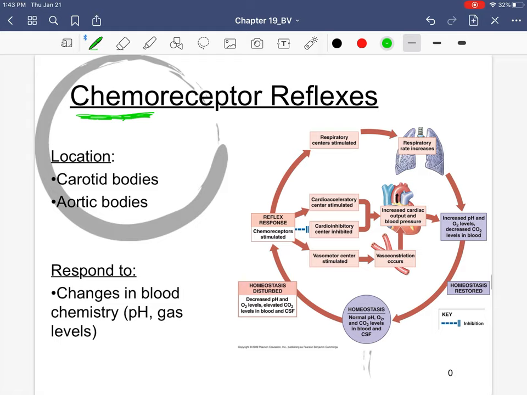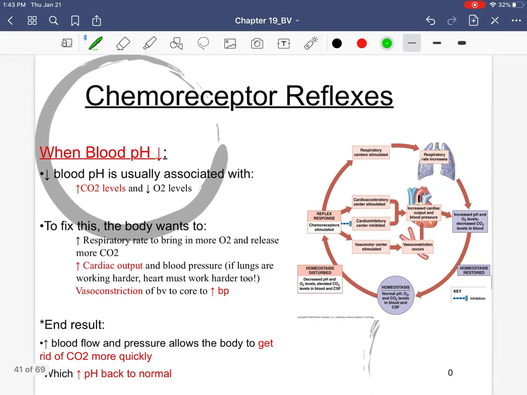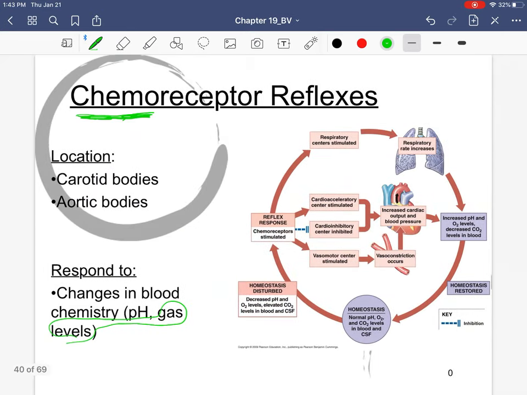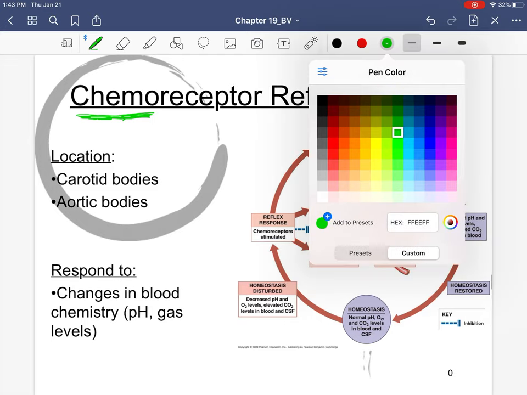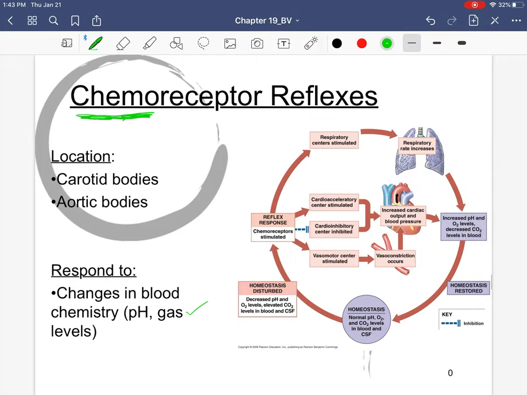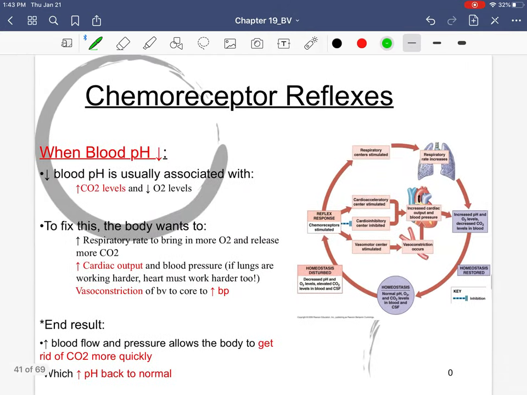So here we have receptors located in some of the same spots as we saw the baroreceptors in and around the heart. But instead of being responsive to changes in pressure, they are responsive to changes in gas levels. And of course, that also relates to pH. We're going to focus on the gas levels. Oh, and pH. I got a little carried away here. So we're talking about gas levels and pH. That's right. So we're talking about both.